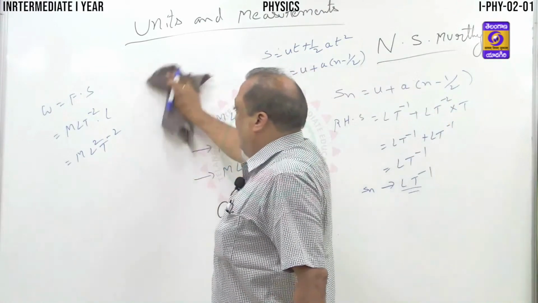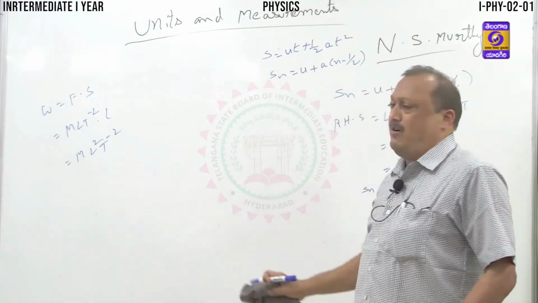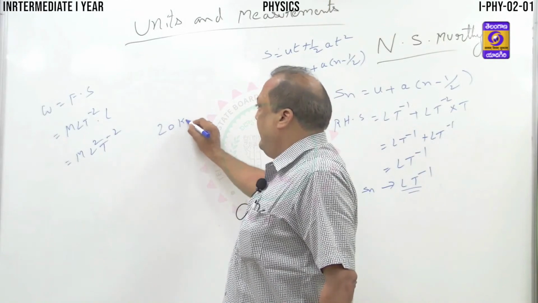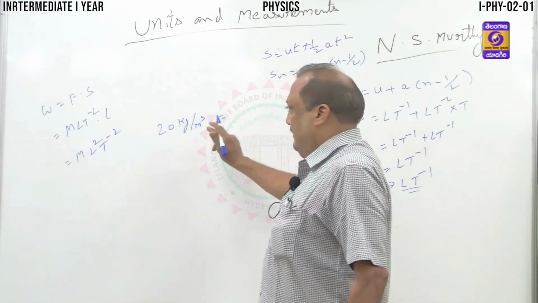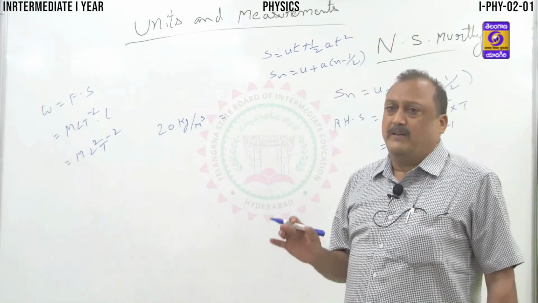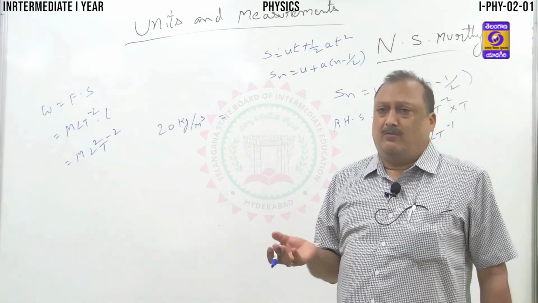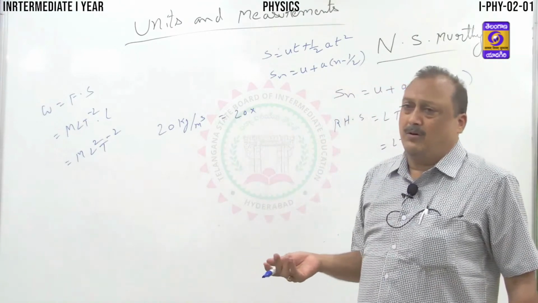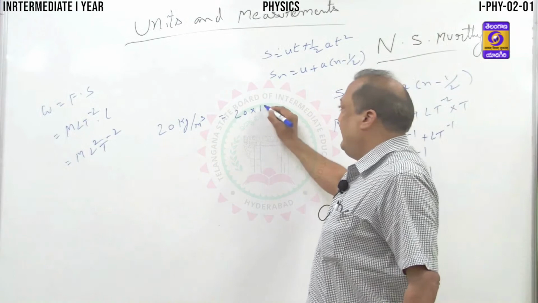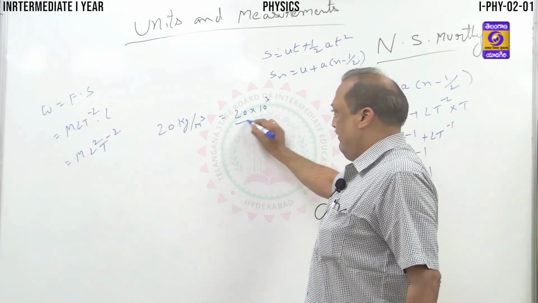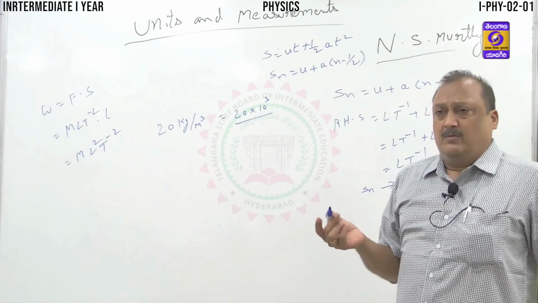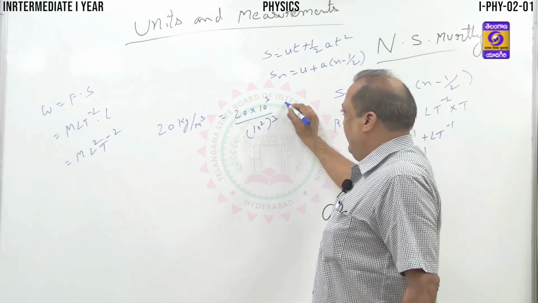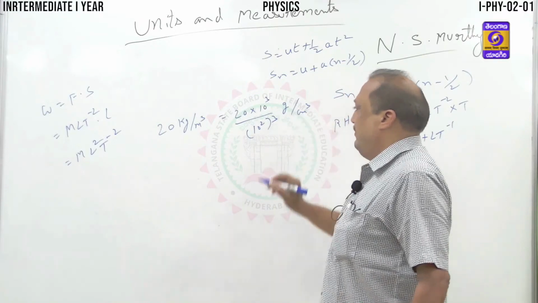Second one is, we can convert one system of units into another system. For example, 20 kg per meter cube, that is a unit of density. We want to convert 20 kg per meter cube into the CGS system. That is 20 into 1 kg equal to 1000 grams, that is 10 cube, divided by 1 meter equal to 100 centimeter, that is 10 square whole cube, that is gram per centimeter cube.